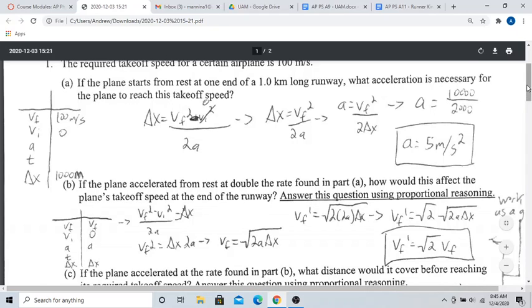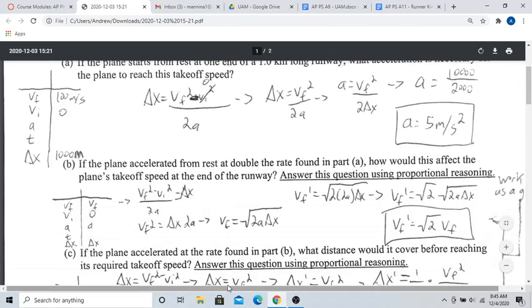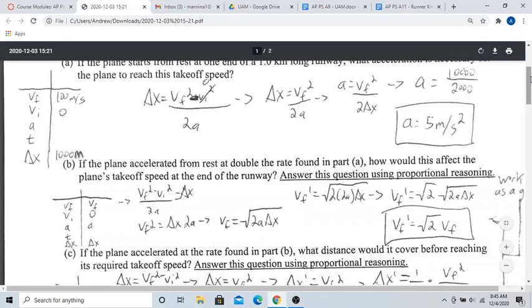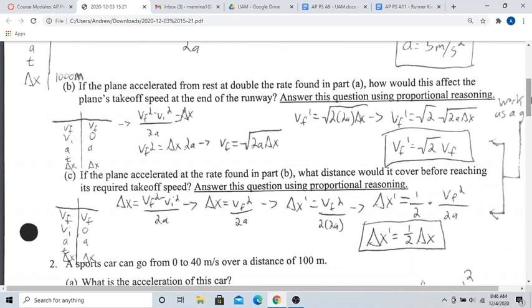Now, that's one way to use proportional reasoning. We have another one as well. This one says that the plane accelerated at the rate found in part B. So now it's got the new acceleration again. What distance would it cover before reaching its required takeoff speed? This is an interesting one because it's asking the question in a different way. What it's basically saying is it wants to know what the distance would now be. How far would it go, that displacement, before it reaches 100 meters per second? Now again, proportional reasoning.